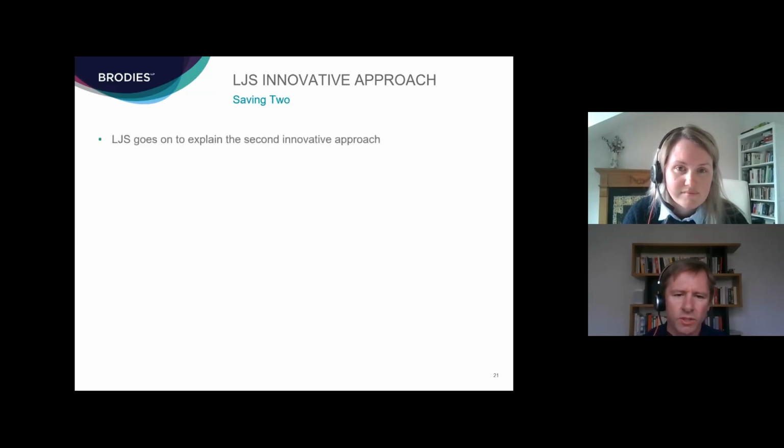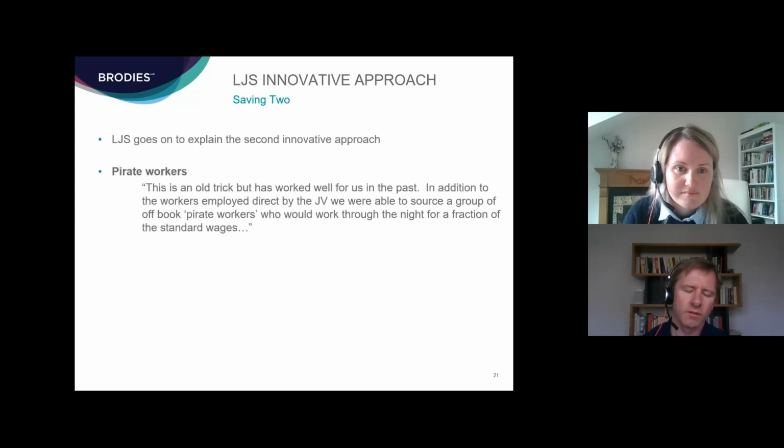Second innovative approach, pirate workers. The Silver team: this is an old trick, but it's worked well for us in the past. In addition to the workers employed direct by the joint venture, we were able to secure a group of off-book pirate workers who would work through the night for a fraction of the standard wages. I sort of imagine these guys with pickaxes, and wet peg legs and such things.